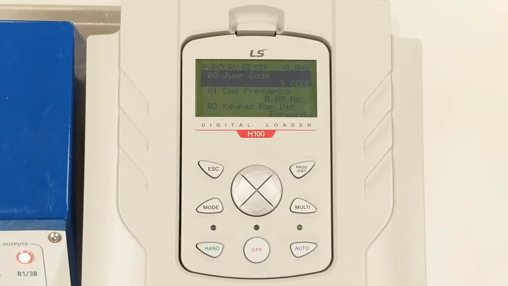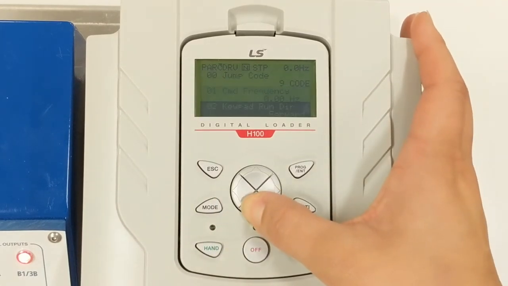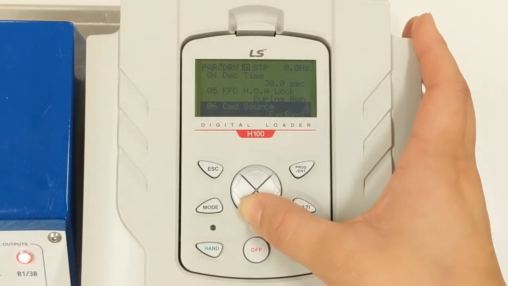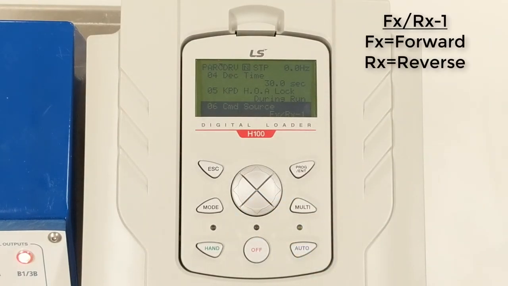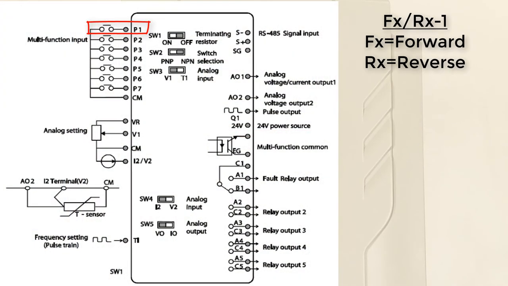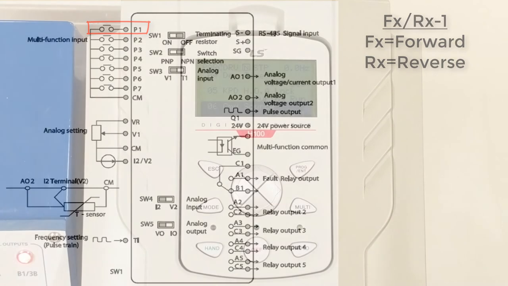Now press your down arrow until you arrive at parameter 6. This is your run command source. We can see here that the setting is FXRX1, and this means that the VFD is going to look at digital inputs which are programmed for FX and RX, FX being forward and RX being reverse. By default, P1 is your forward run. We will leave this setting here since this is how we want to set it for a hardwired start.